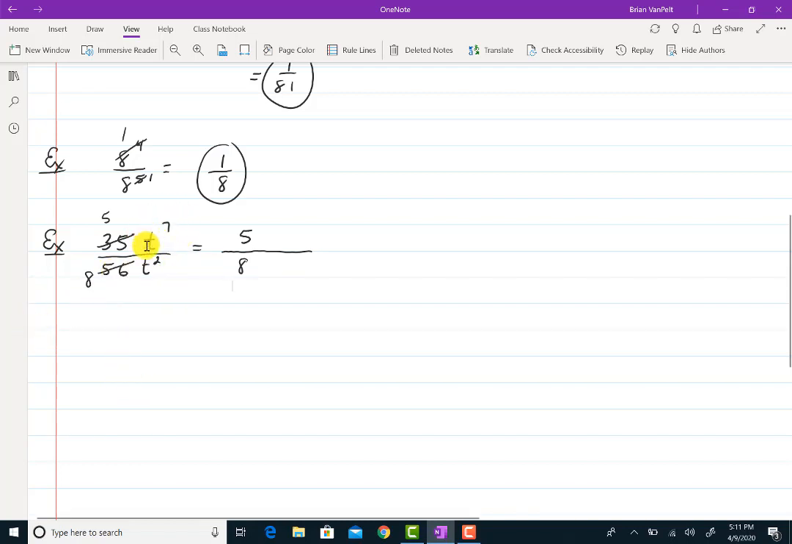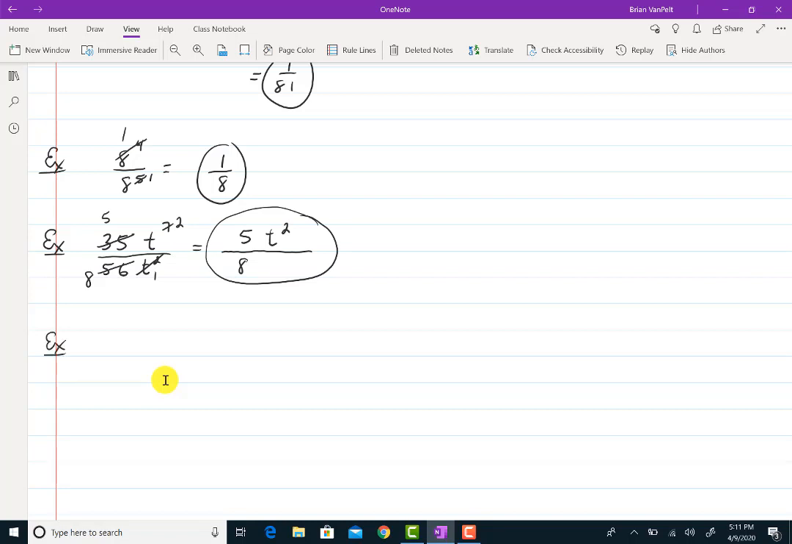Now I'll work the variables. I got t to the 7th over t squared. The t to the 7th has the higher exponent. So I'm going to cancel all the t squared out, but I'm going to take away 2 from that exponent. And there you go. So there's really not much to say here except just to do as many possible examples as I can.